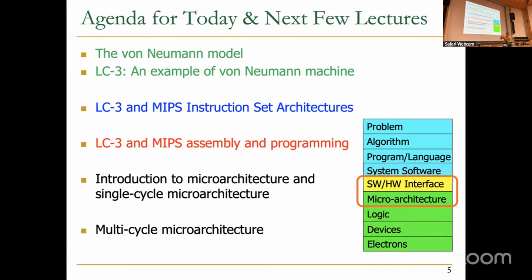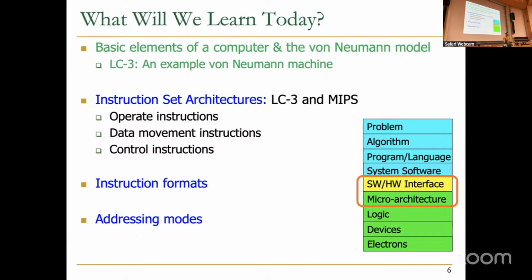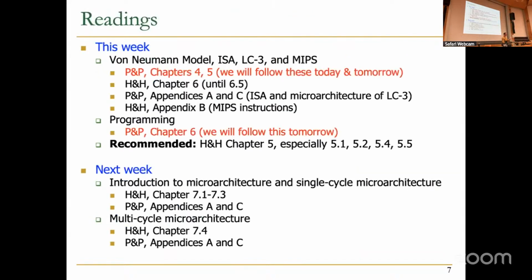Okay, but we're not going to talk about those. We're going to talk about ISAs, instruction set architectures, and I'm going to go through some slides to remind you what we were talking about. We covered the von Neumann machine. I'm going to go through this very quickly again. And we started looking at instruction set architectures, and these are your readings.